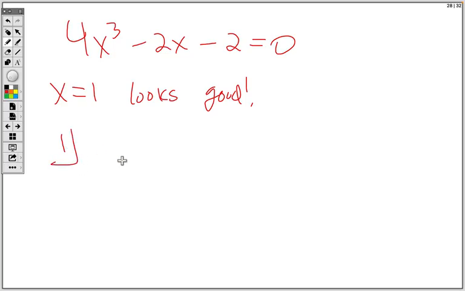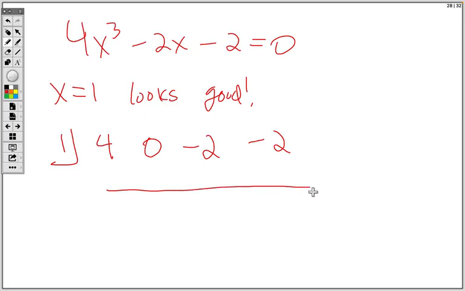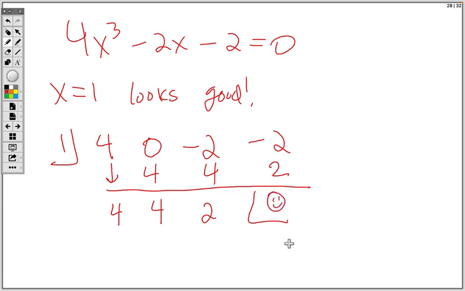So we can check that by doing our synthetic division. So we're going to divide 1 in, which is really, we're dividing the quantity x minus 1 in. And then I write down my coefficients. I've got 4x cubed, no x squareds, minus 2x, minus 2. Bring down the 4, multiply and add, multiply and add, multiply and add, and sure enough, we've got a winner. 4, 4, 2 corresponds to 4x squared plus 4x plus 2 equals 0.